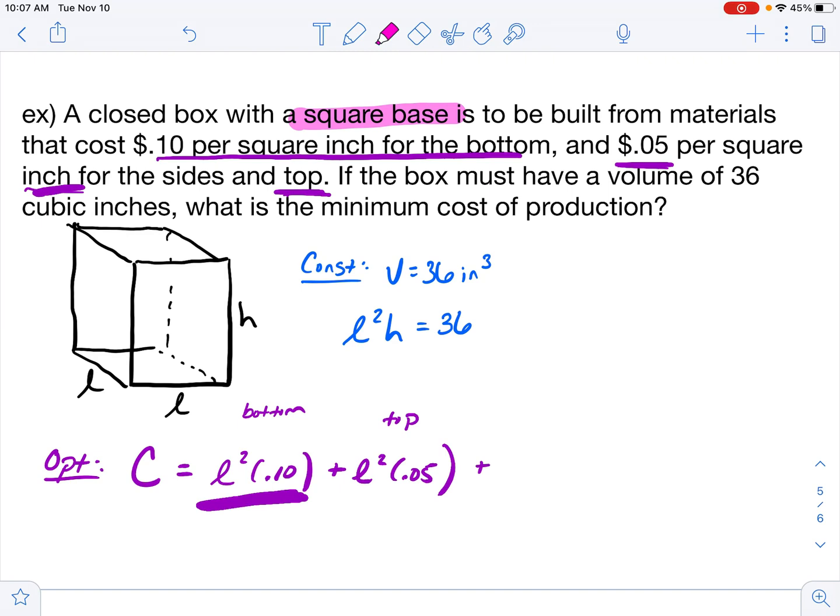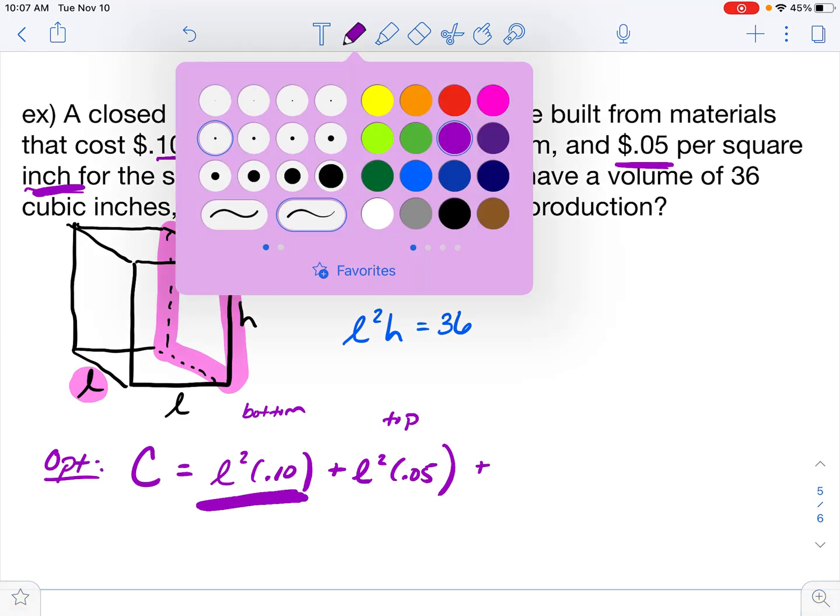Let's look at the areas of the sides. Think about the front. What's the area of this front going to be? L times H, okay? What's the area of the back going to be? Well, it looks like another L times H. So there's 2 sides of area LH. What's the area of this side going to be? Oh, it looks like L times H. There's 3 sides of area LH, and the last side also has dimensions L times H. What does that mean? It means we have 4 sides.